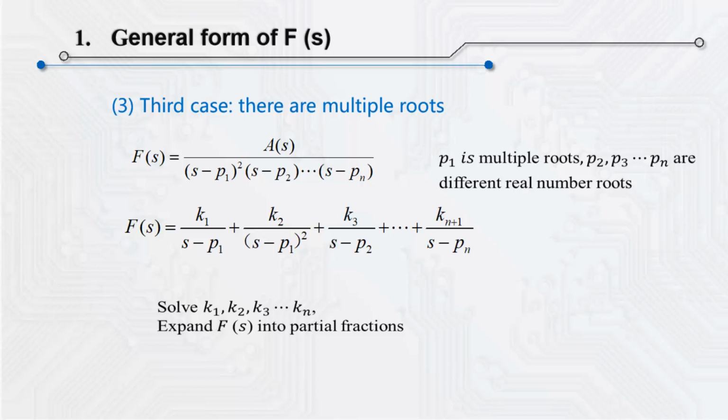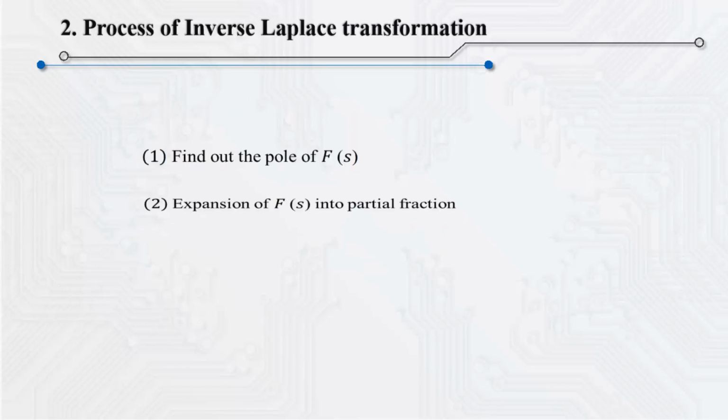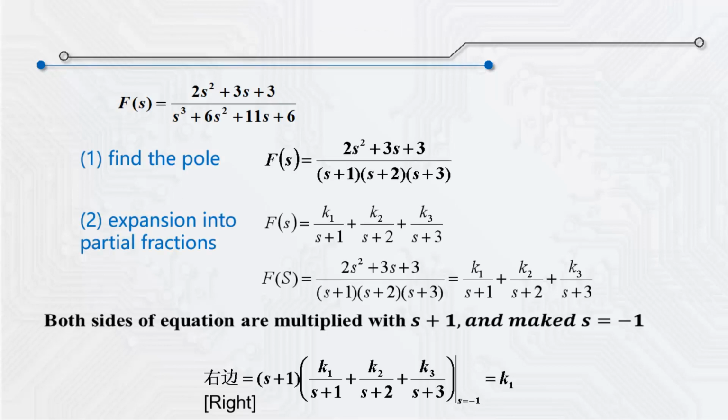The process of inverse transformation has three steps. The first step is to find the poles of F(s). The second step is to expand F(s) into partial fractions. The third step is to transform by checking the Laplace table, or by the known Laplace transforms, to get f(t). Below, we target single-order real poles, conjugate complex poles, and repeated poles, three cases, to solve the inverse transformation. First, look at the single-order real pole inverse transformation.